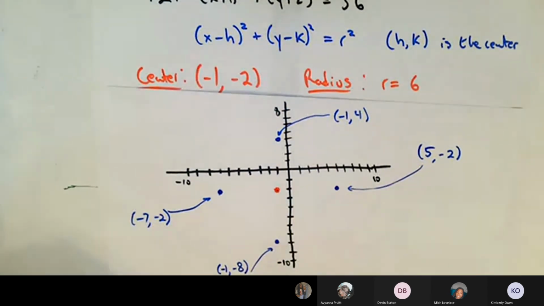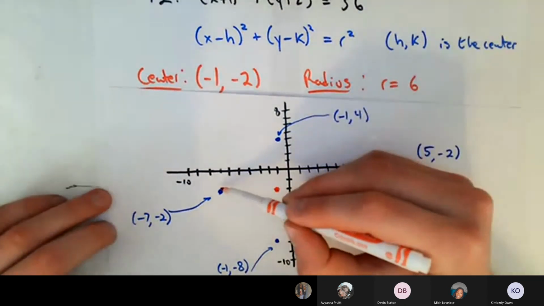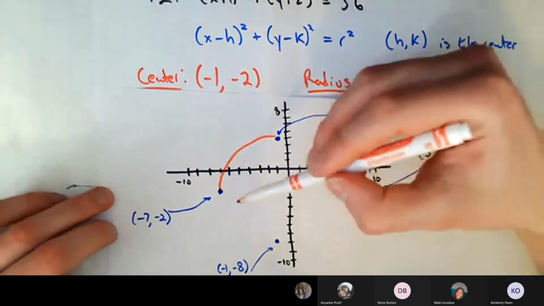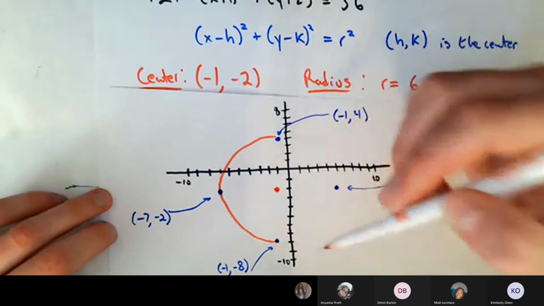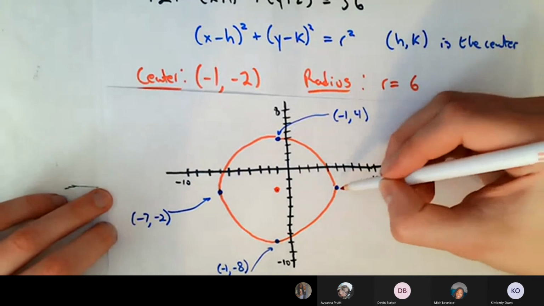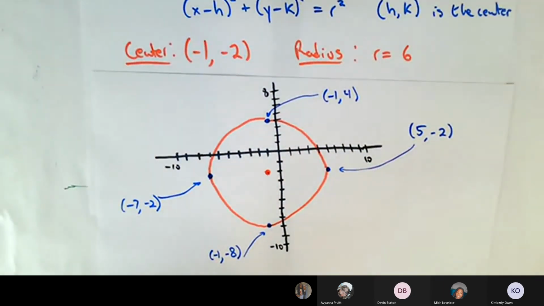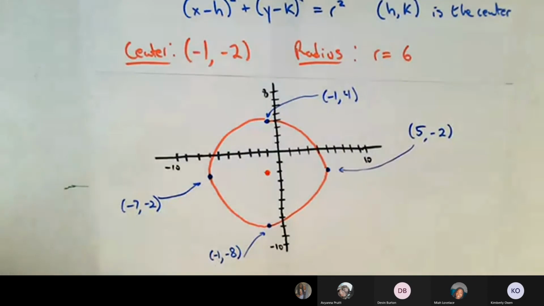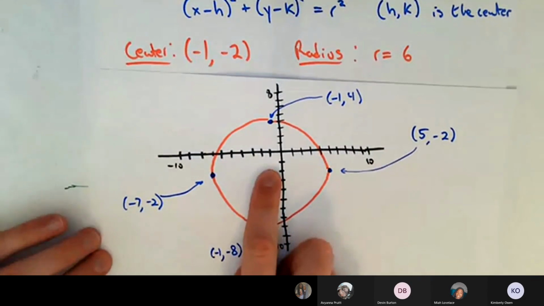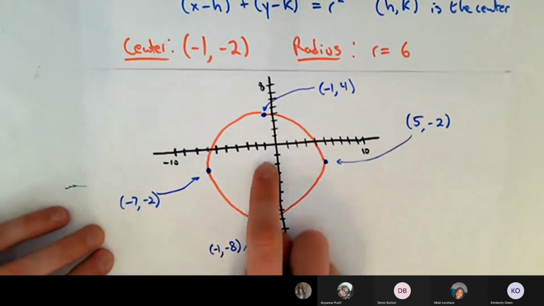And then you do your best to connect them all. In WebAssign, you have a little button that lets you draw the circle. Oh, that's pretty ugly, but you get the idea there. So the point is, once you have the center and radius written down, to sketch a graph, you go from the center 6 right, 6 up, 6 left, and 6 down.